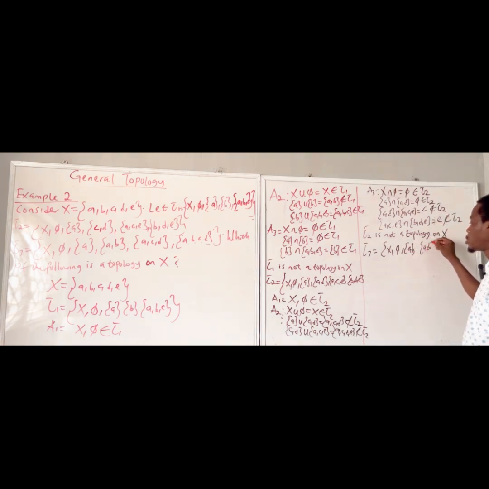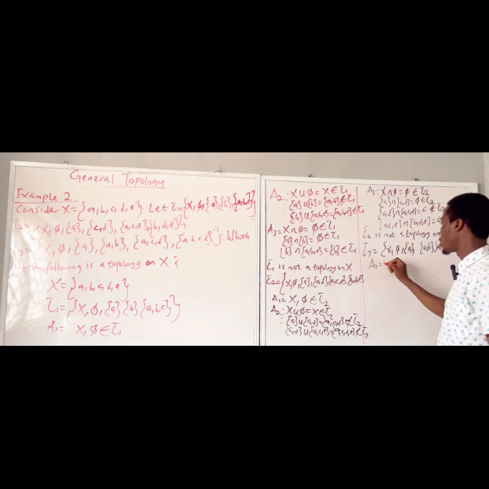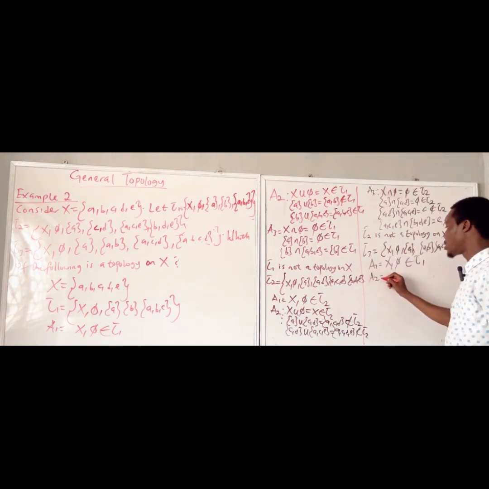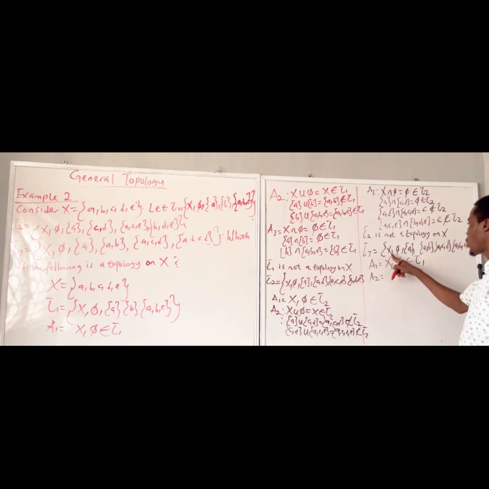A and B, ACD, and ABCD. So our first axiom is X and empty set are the members of what? Tau 3. X is here, empty set is here, so they are members of Tau 3. Our second axiom is the union. So we have to consider X union empty set. We are going to have what? X, which is a member of what? Tau 3. We are considering Tau 3 to be in Tau 3.